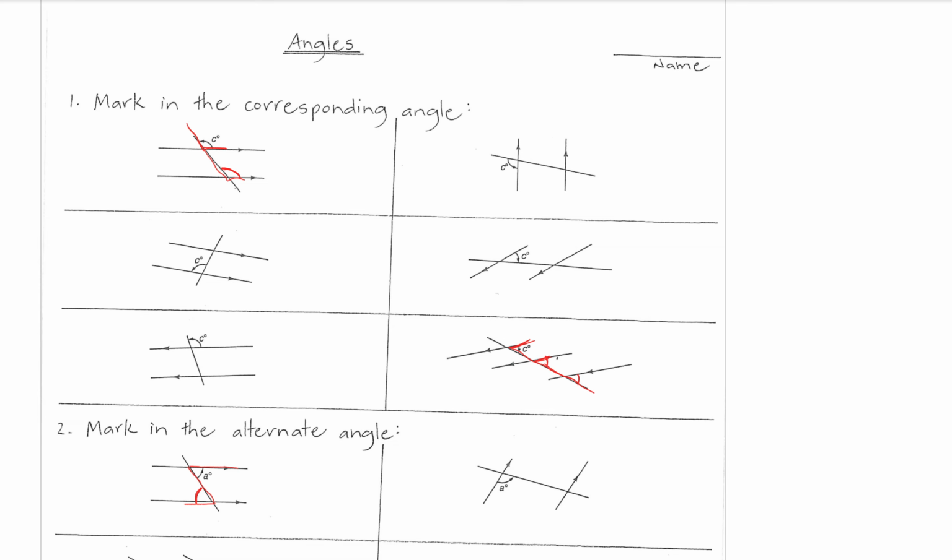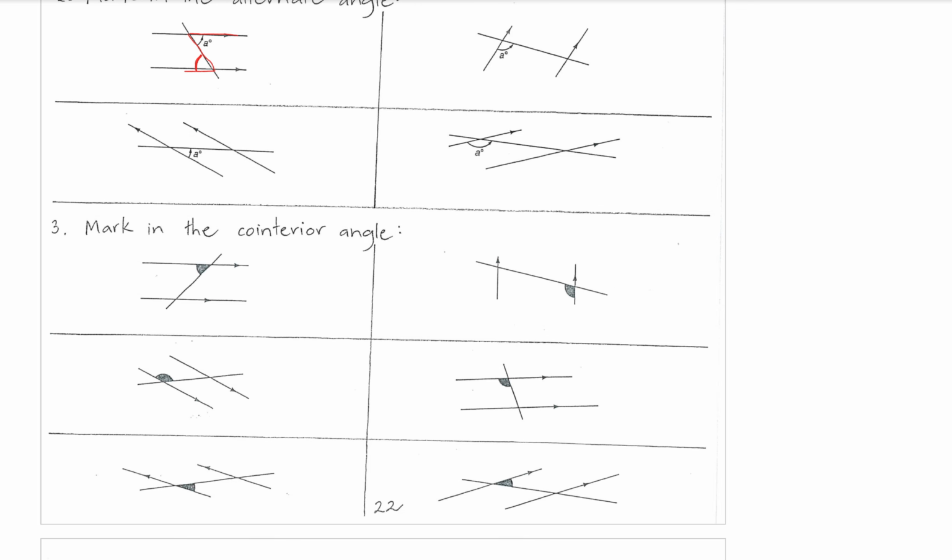Good question. Okay, once you have finished that first page, so I should just do a cointerior one. So here's my C shape.